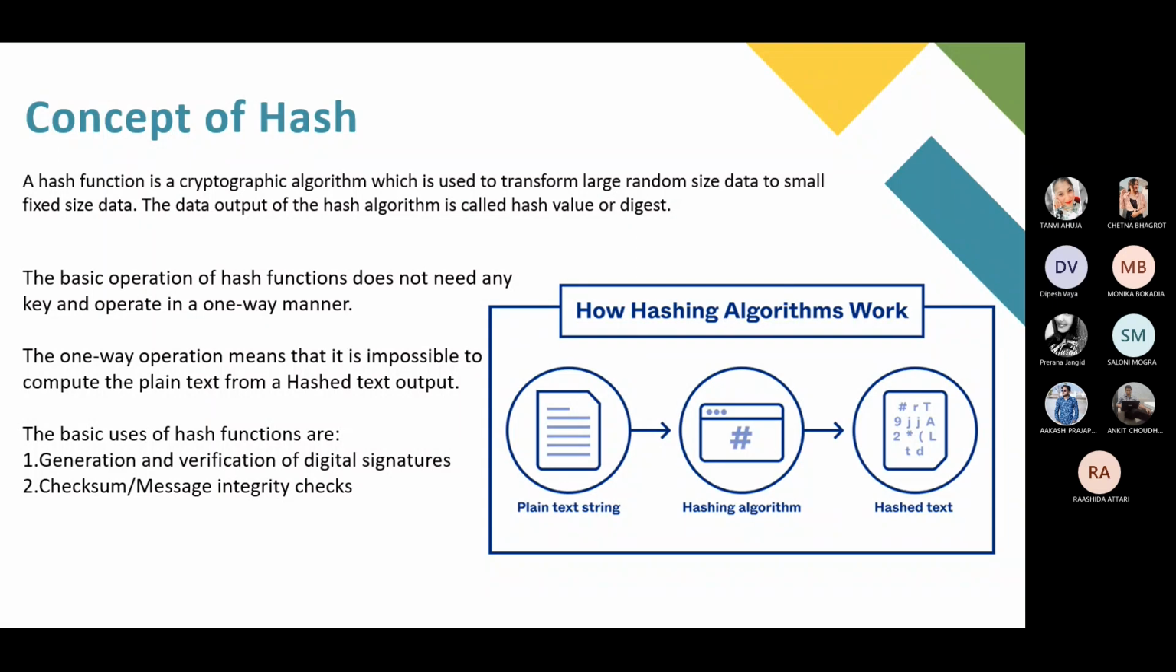So, what is hash? We will discuss the properties of hash as well. It is based on a one-way manner. One-way manner means if you have created the digest of something, you cannot reverse it. If I get the digest of something, I will not be able to convert it back into plain text. So it works in a one-way manner.